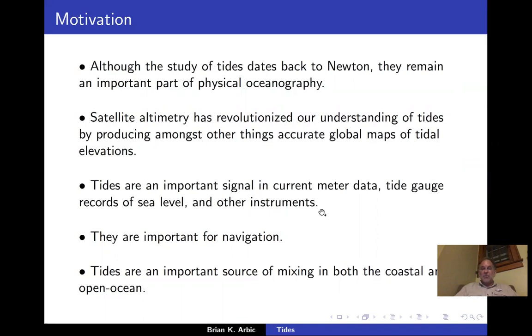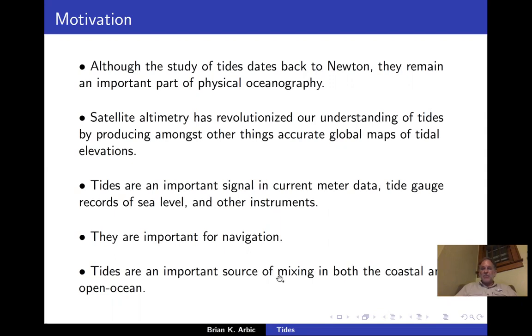Tides are also an important signal in current meter data. If you measure currents in the ocean, you will see the tides. Tide gauge records of sea level, same thing, and other instruments. So they're still important. You see them in satellites, and in other types of data from instruments placed in the water. Obviously, they're important for navigation. Ships need to know whether the tide is high or low, and whether the tidal currents are going in or out.